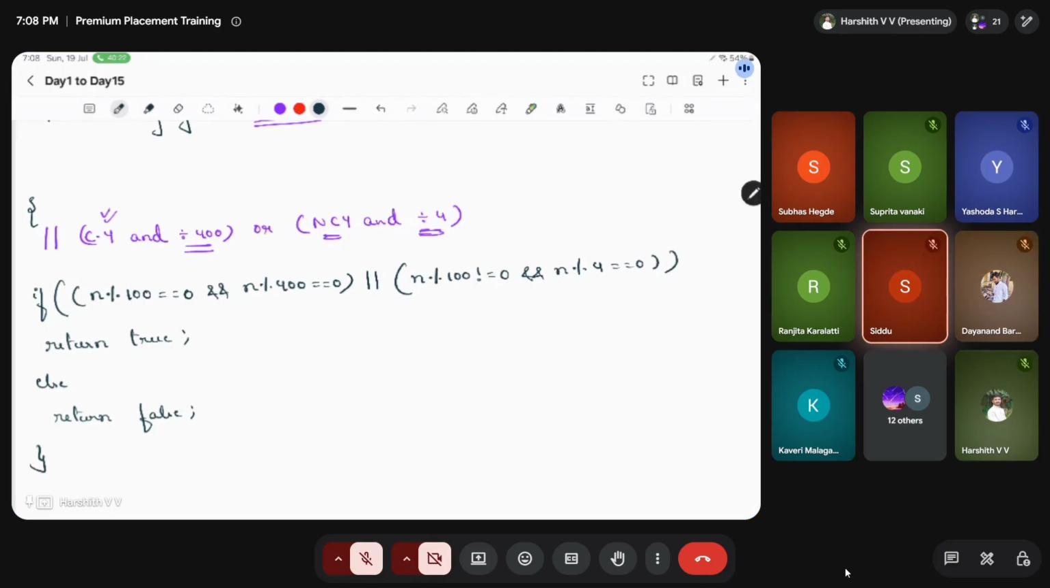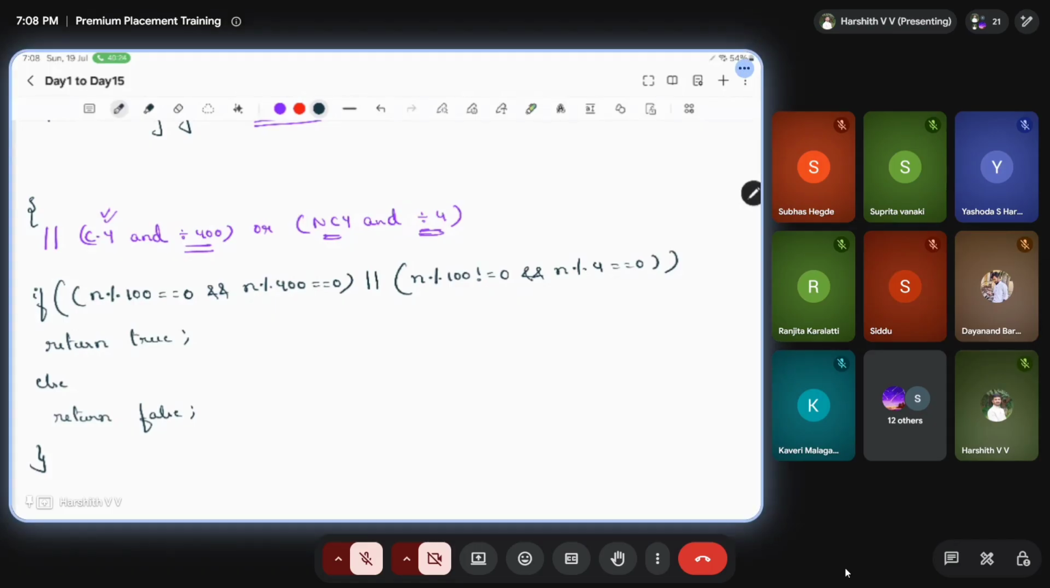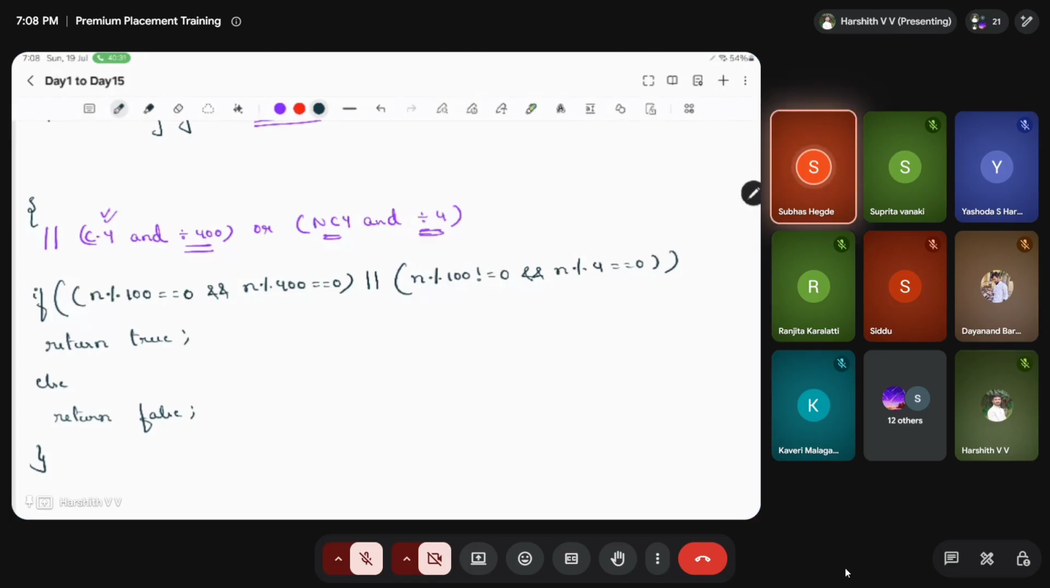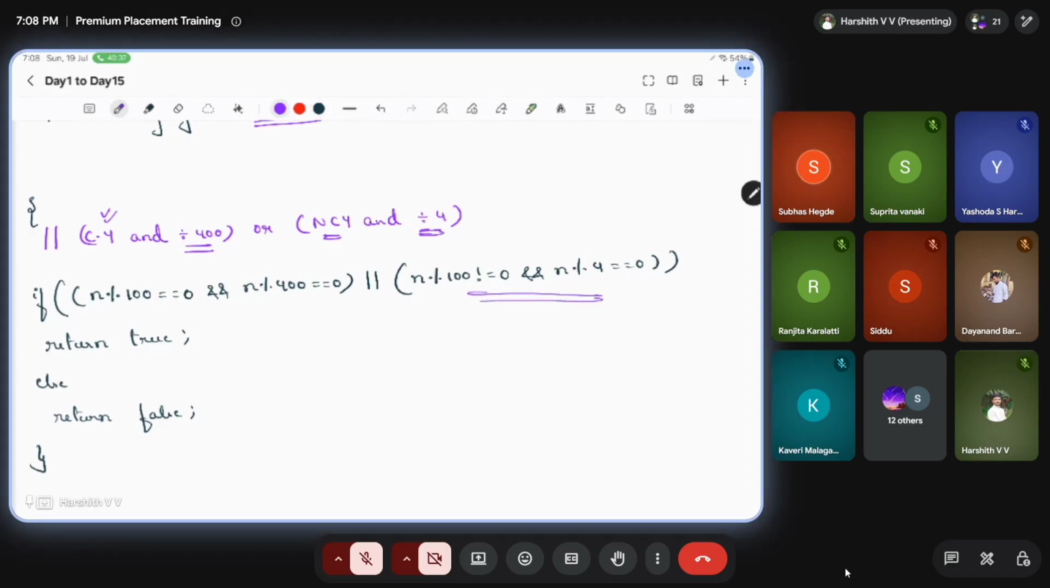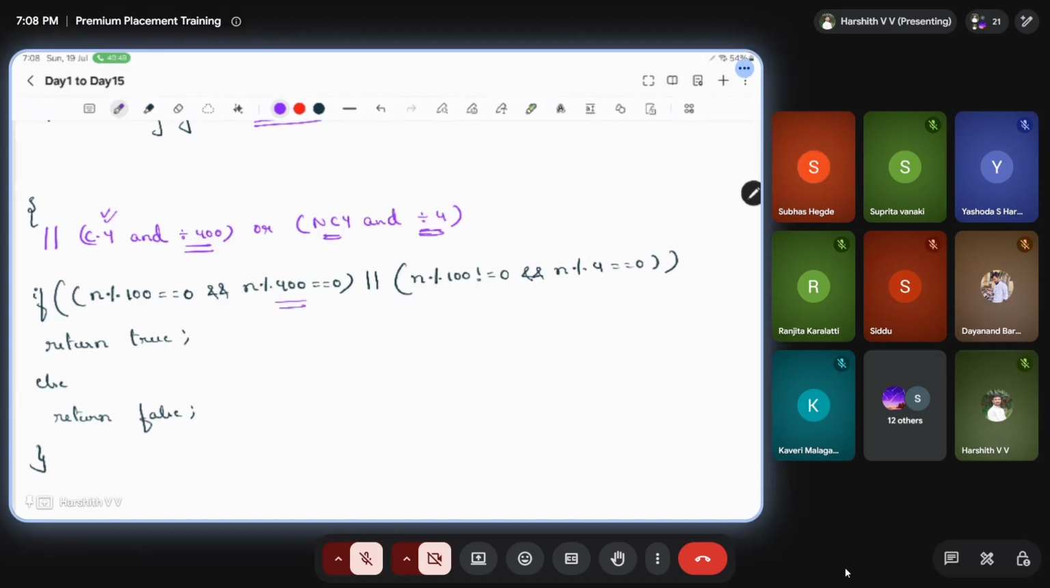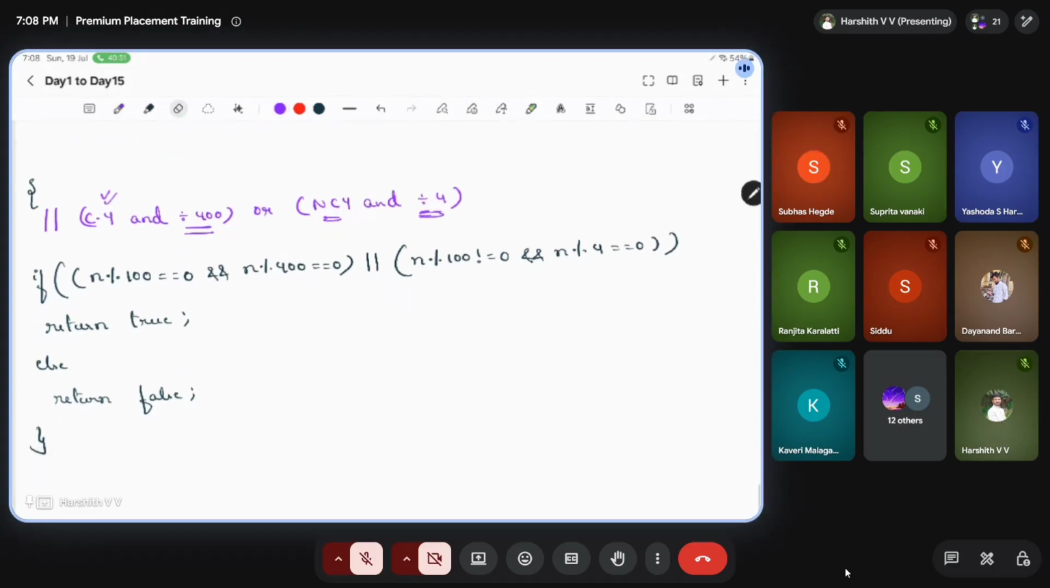Dayanand, there's some disturbance. Whenever you are speaking, I'm not able to hear it properly. Okay, tell me first. One condition we can keep, and if we return the second condition, that will be optimized. N modulus 400 equals 0, we can return it. Yes, n modulus 400 equals 0, we can directly return.